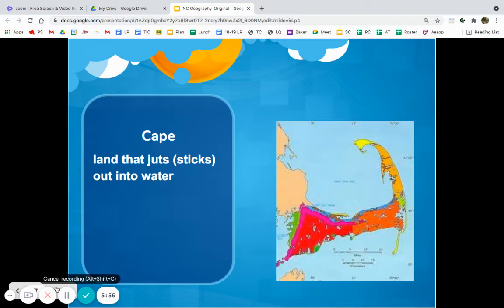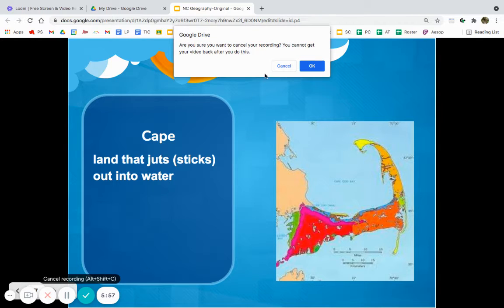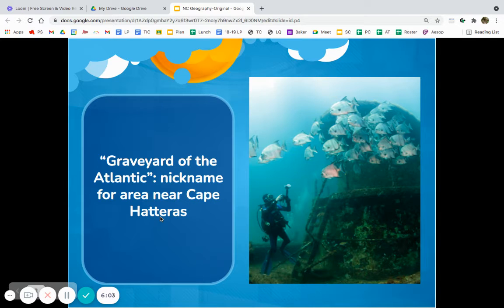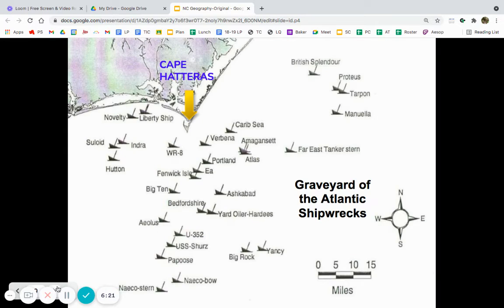Now, Cape Hatteras itself, the waters off the coast of North Carolina, right where Cape Hatteras is at, are called the Graveyard of the Atlantic. That is their nickname. And we're going to be looking at why it's called Graveyard of the Atlantic. And it's because a lot of ships have sank there.